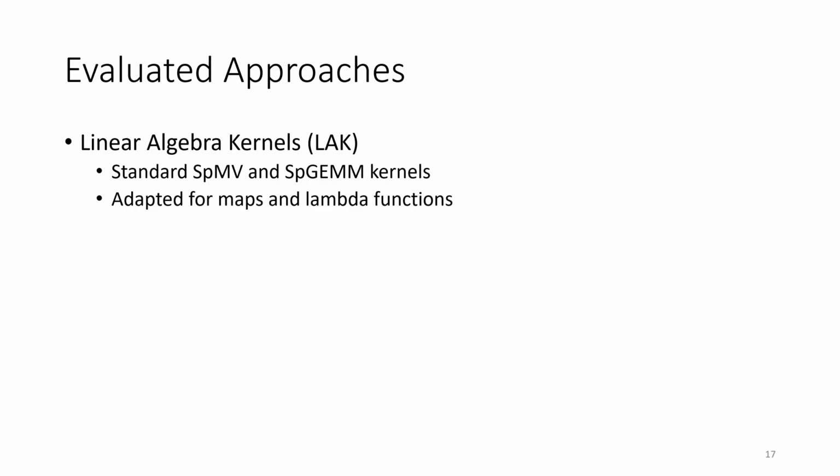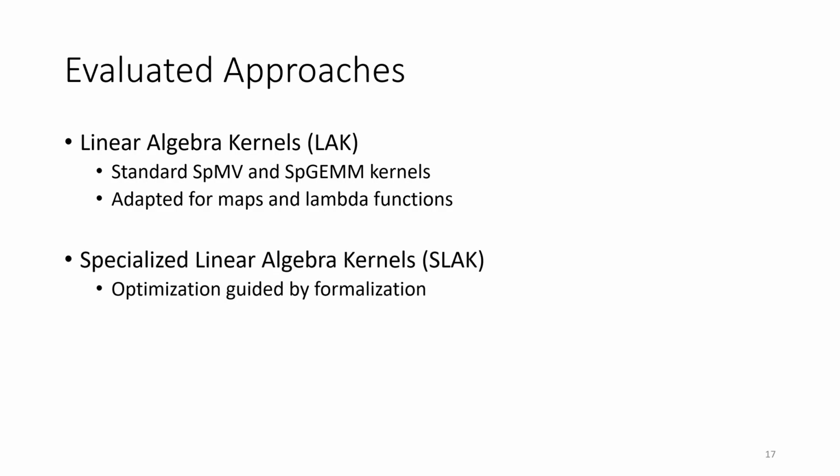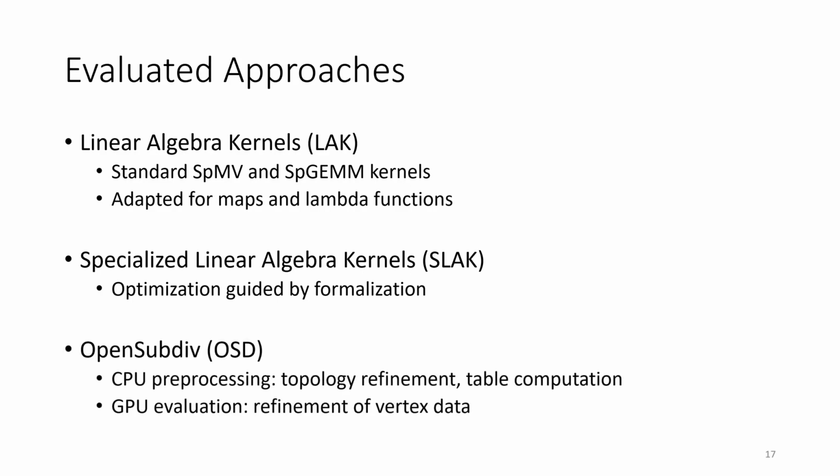In the evaluation, we compare 3 approaches. First, our implementation of Catmull-Clark using standard SPMB and SPGEMM kernels that were only slightly modified to allow for action maps and lambda functions. The second version of our approach uses the specialized kernels that take into account the underlying data and the domain knowledge. The third approach is the current industry standard OpenSubdiv, which operates in 2 steps. They perform pre-processing on the CPU, where they refine the topology and compute their subdivision tables. In the second step, they use the pre-computed subdivision tables on the GPU to refine the vertex data. All our evaluations were performed on an Intel i7-7700 with 32 GB of RAM and a GTX 1080 Ti.